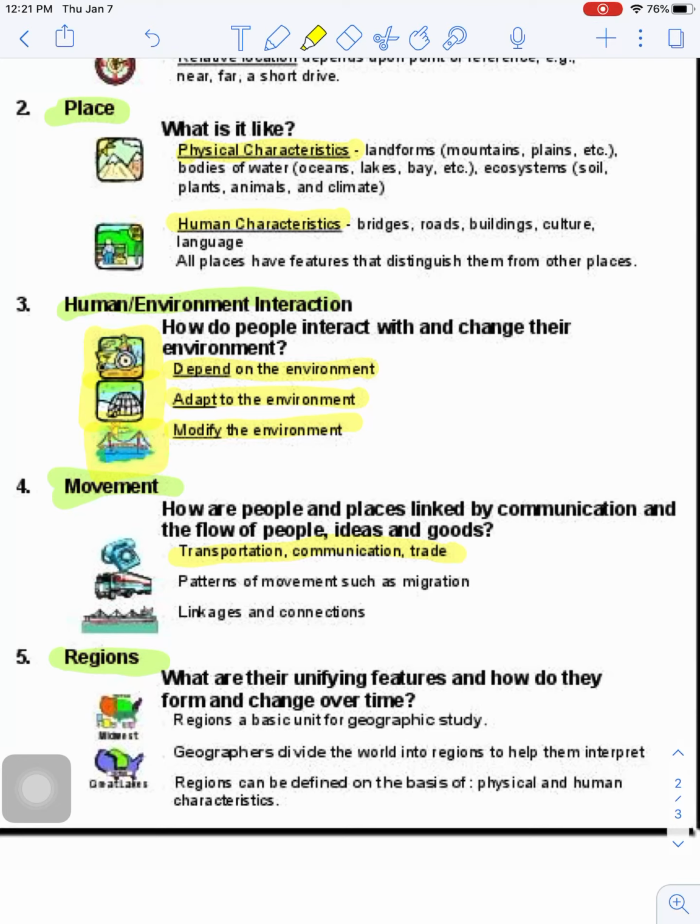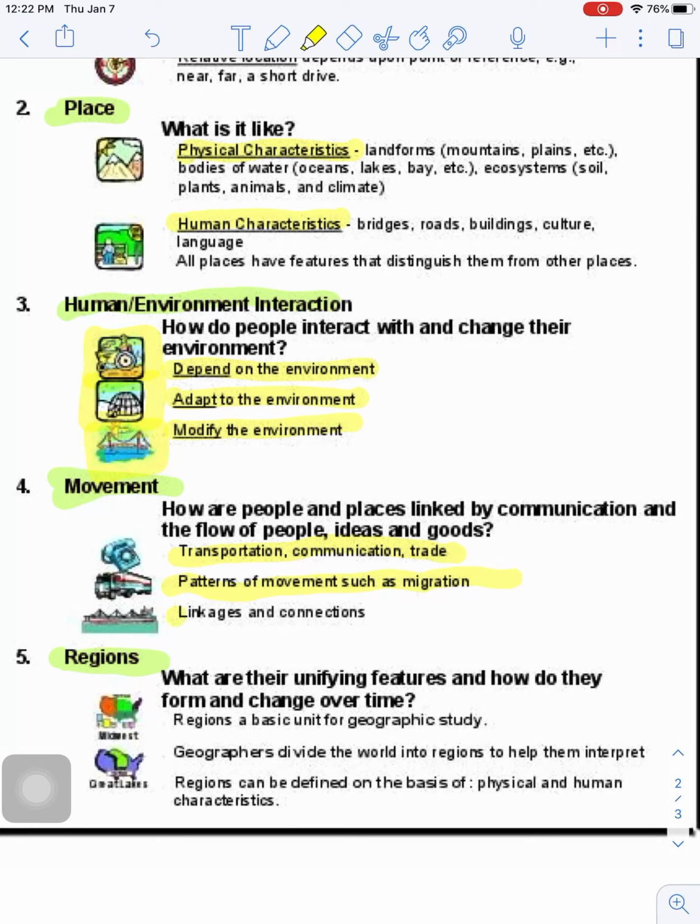So we could trade our items for something that Africa has that does very well in Africa that can't do good here in North America. So we can trade our items. Patterns of movement, such as migration. People move all over the world all the time. They are always moving to new places, coming to different countries. That is part of our movement here as migration.